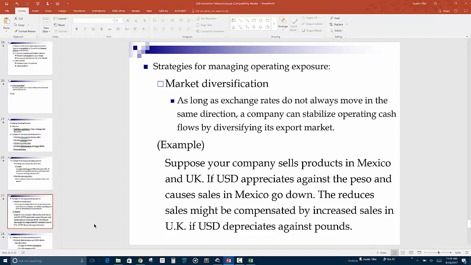So maybe you have an example. You have the product sold in UK and also in Mexico. Now, pound value might not move the same direction as Mexican peso. So when pound depreciates, my cash flow decreases from the UK market, but maybe Mexican peso price increases, so my cash flow increases in the Mexican market. Therefore, when we diversify the market, we can stabilize the cash flow because exchange rates don't move in the same direction.